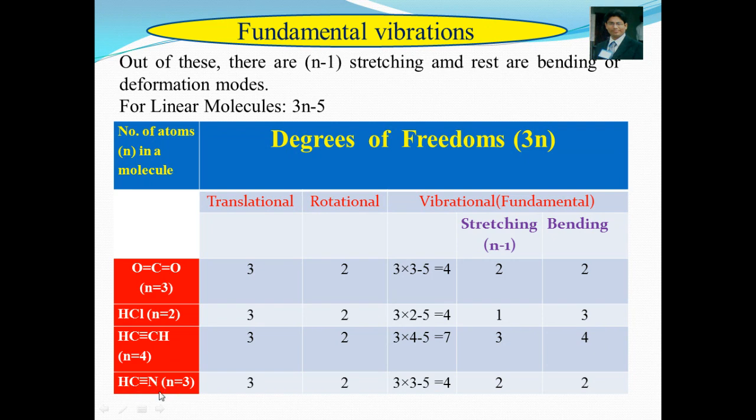For this molecule, n is equal to 1, 2, 3, that is n is equal to 3. Translational 3, rotational 2, and the fundamental vibrations are 3 into 3 minus 5, which is equal to 4. Among them, the number of stretching will be n minus 1, that is 3 minus 1, which is 2, and the bending will be 4 minus 2, which is equal to 2.